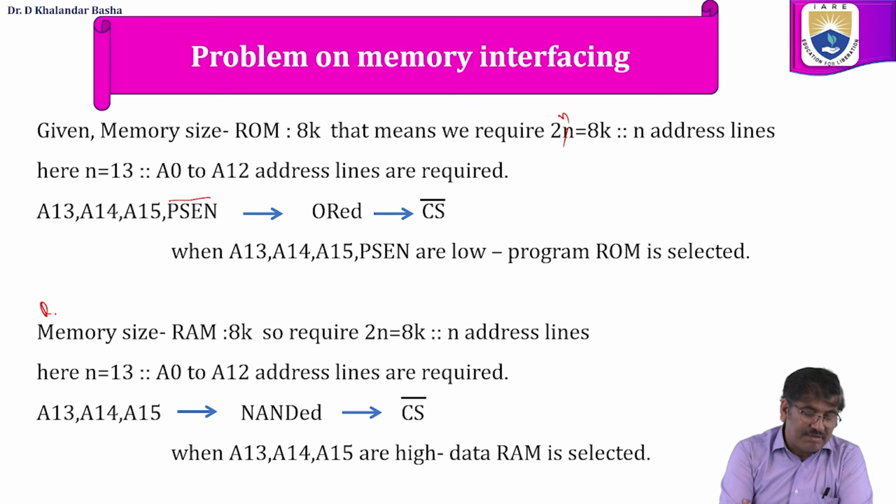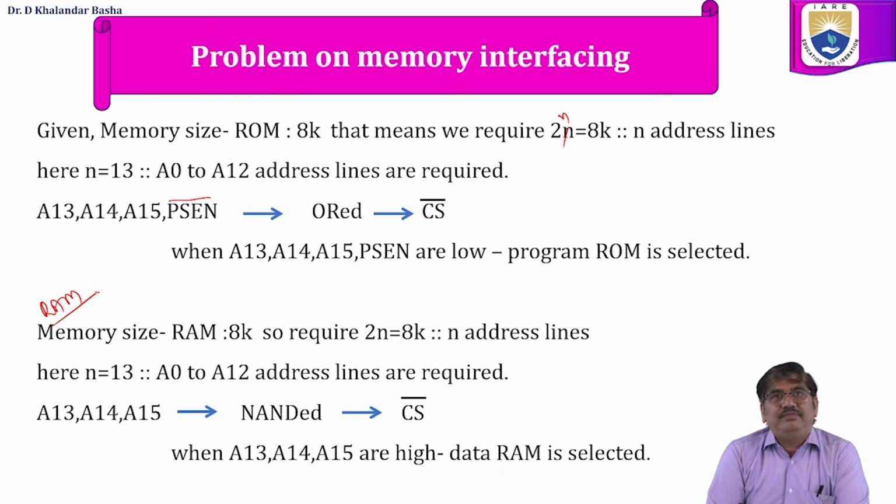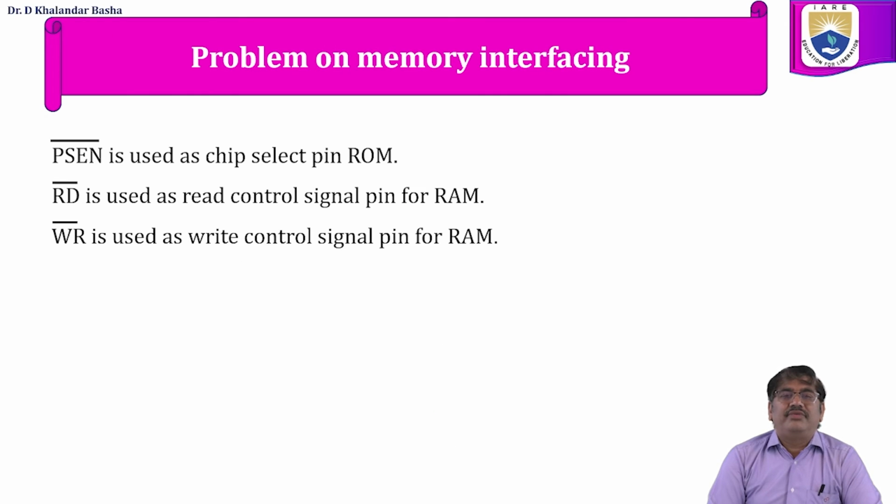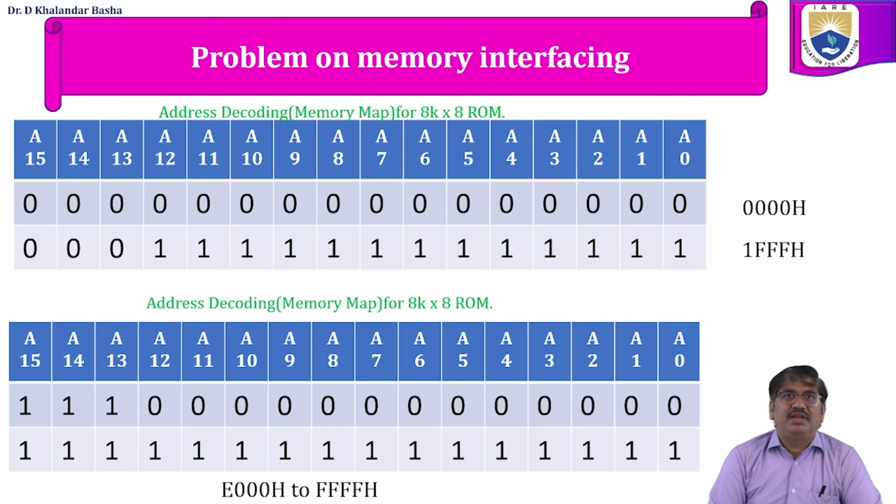Similarly for the RAM case, the memory size given is 8K. So it requires 2 to the power of n equivalent to 8K, where n is the number of address lines. So in this case, n will become 13. So we will use A0 to A12 for accessing the memory. The left out address lines, that is A13, A14, A15, are used for chip select. So when A13, A14, A15 are high, the data RAM is selected. However, PSEN bar, that is the program store enable signal, is used for selecting the ROM block, whereas write and read control signals are used for the RAM.